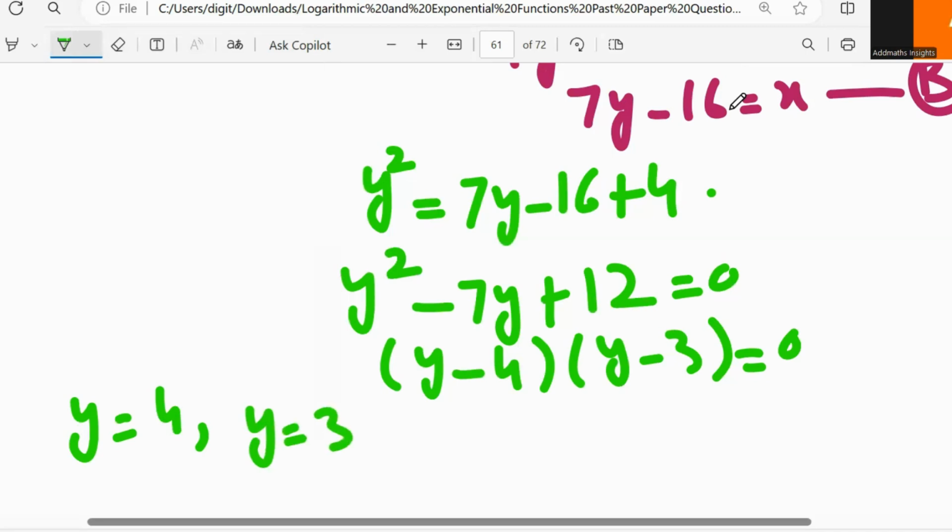Now you substitute these values in one of the equations, either in A or B. And when you substitute y equals to 4, your answer is 7 times 4 is 28, 28 minus 16.